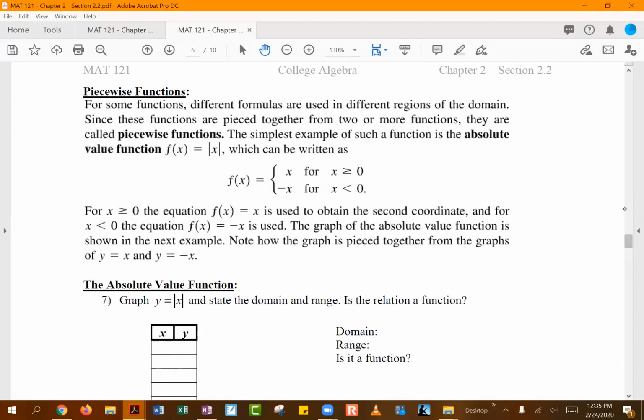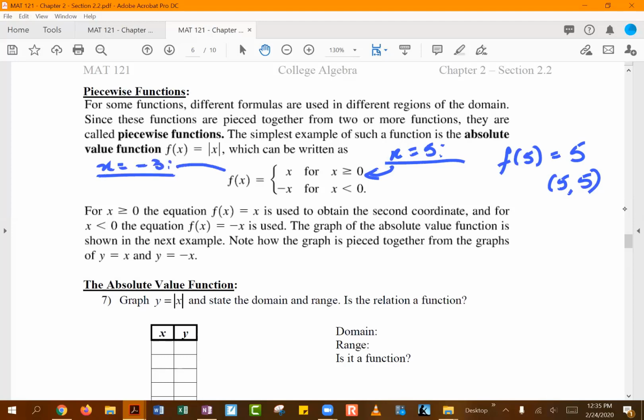I'm actually going to choose two different values. Let's say x was positive 5. If x is positive 5, that means you're going to be using this piece of the absolute value function. So f of 5 is going to be 5, and my ordered pair would be (5, 5). But if my x is a negative value, let's say x equals -3, then I will be using the second piece, because that's for x less than 0. So this would become f of -3.